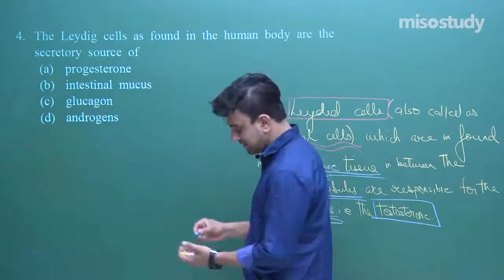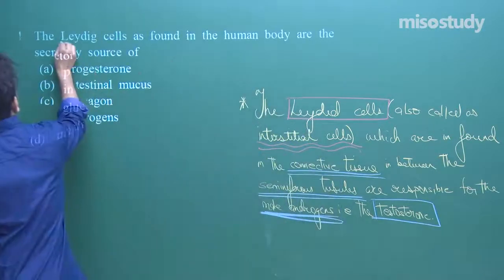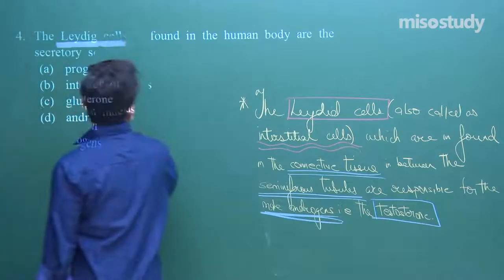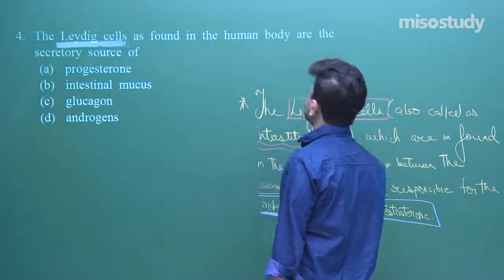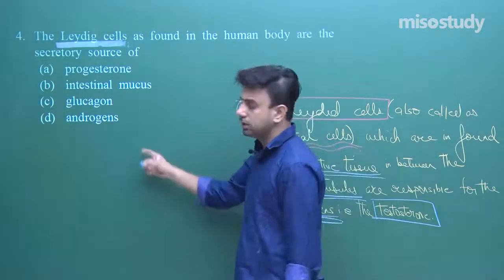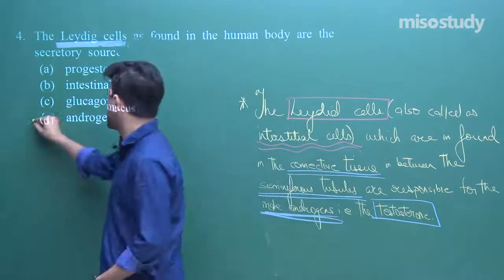So, the Leydig cells found in the human body are the secretory source of what? The androgens.